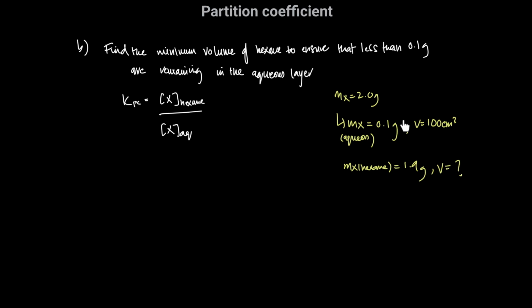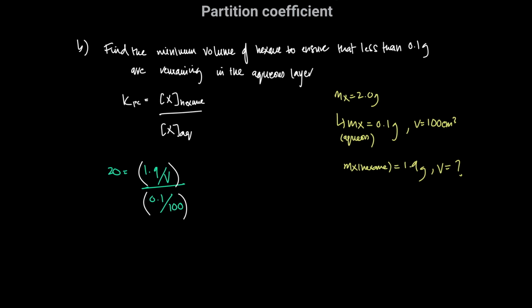Now again, we're going to take our concentrations as grams per centimeter cube. We found out the partition coefficient in the previous part, that was equal to 20, right? The concentration in hexane is 1.9 grams per V centimeter cube. The concentration in the aqueous layer is 0.1 divided by 100. Now usually it's easy to make a mistake when you have a fraction of fractions, right? If you want to solve this step by step, just treat this entire fraction as the denominator, this entire fraction as the numerator. So you just multiply 0.1 over 100 on both sides.